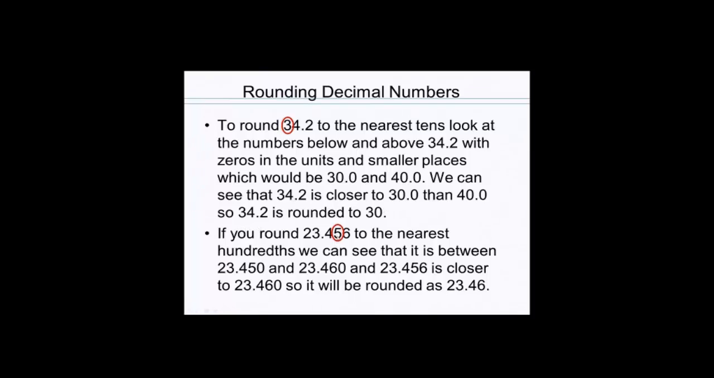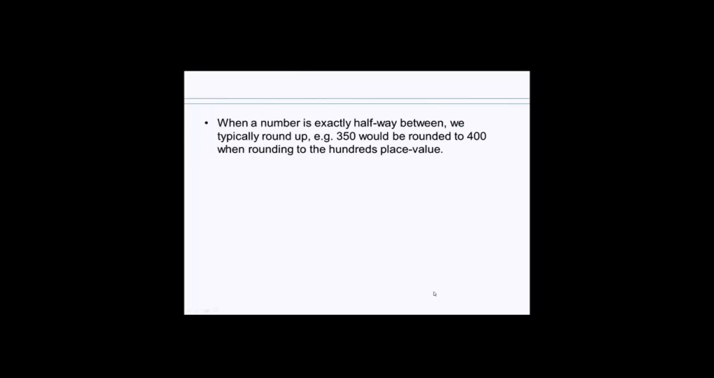If you round 23.456 to the nearest hundredths, this 5 is in the hundredths place, so we would look at 23.450 and 23.460. And then if you plot it on the number line, you would see that 23.456 is closer to 23.460. So you would round it to 23.46. When a number is exactly halfway between, we typically round up. So for example, 350 would be rounded to 400 when rounding to the nearest hundreds place value.